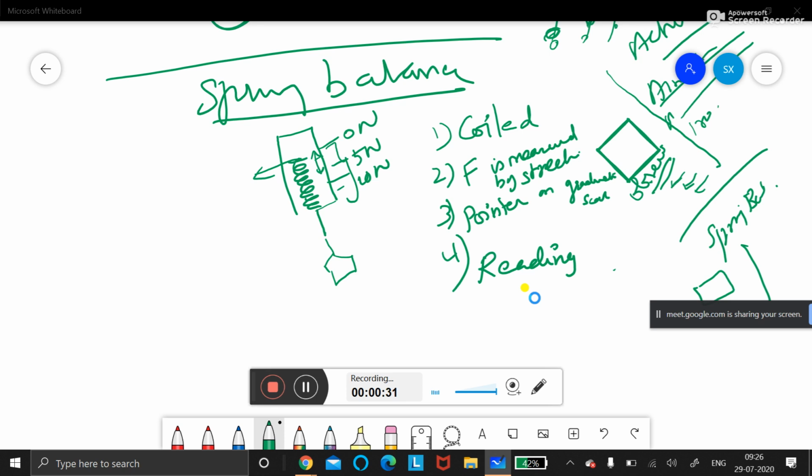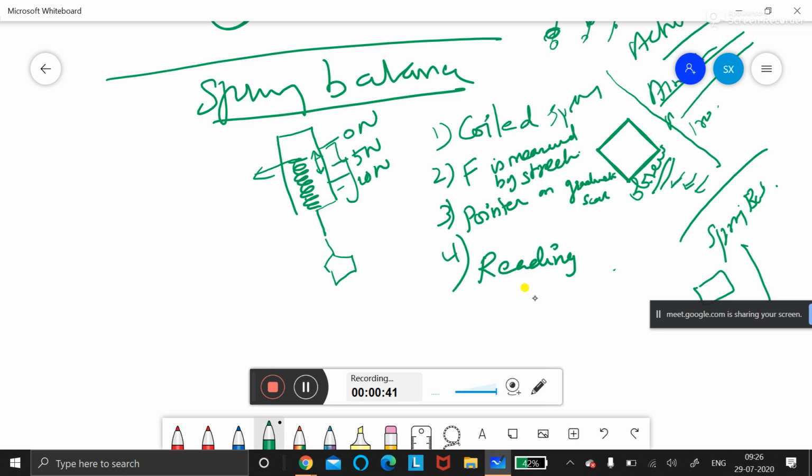Now, spring balance is an instrument used to measure the force. How does the spring balance look? It is made up of a coiled spring, and the force is measured by stretching of the spring. When you stretch it, the force will be measured. How will it measure? There will be a pointer fixed on the graduated scale. The scale is graduated 0 Newton, 5 Newton, like that. The reading on the scale gives the magnitude of the force.